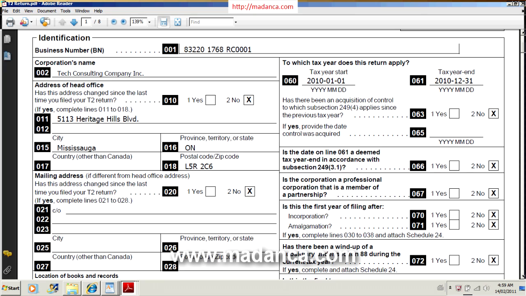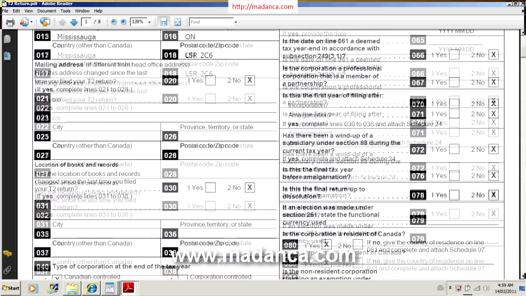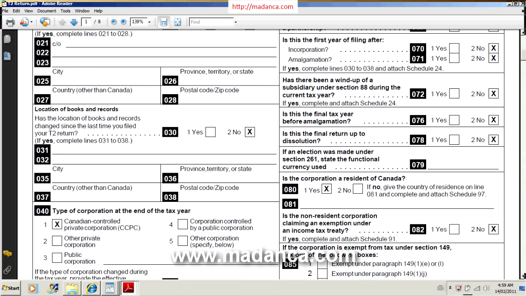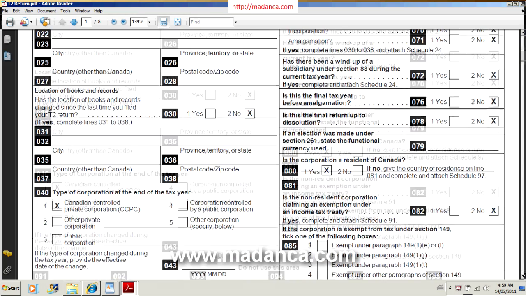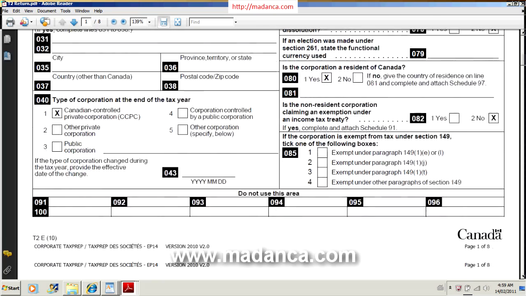I've entered the year on box 60 and 61. In this case, my company has a 2010 calendar year. Your company's year may differ. The answers to most of these are no. On box 80, I've checked yes, that the corporation is a resident of Canada. And on box 40 on the left-hand side, I have checked that the Canadian corporation that I own in this example is a Canadian-controlled private corporation, meaning that it receives a beneficial tax rate.